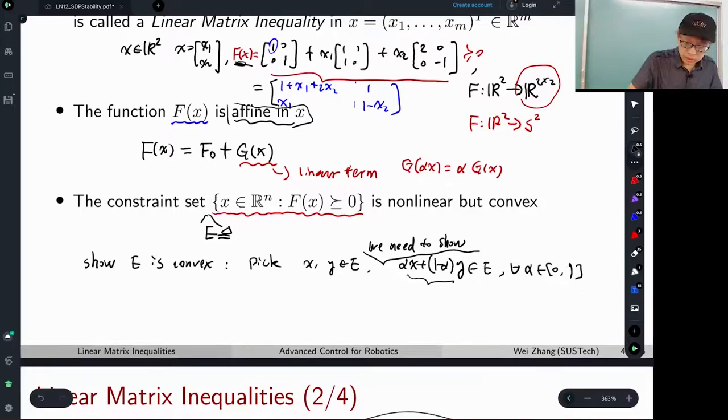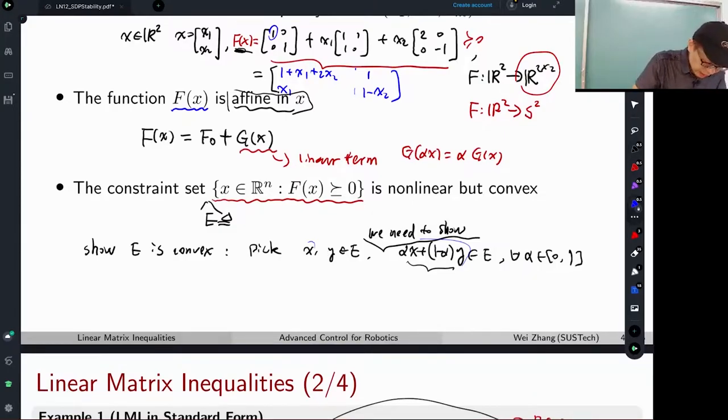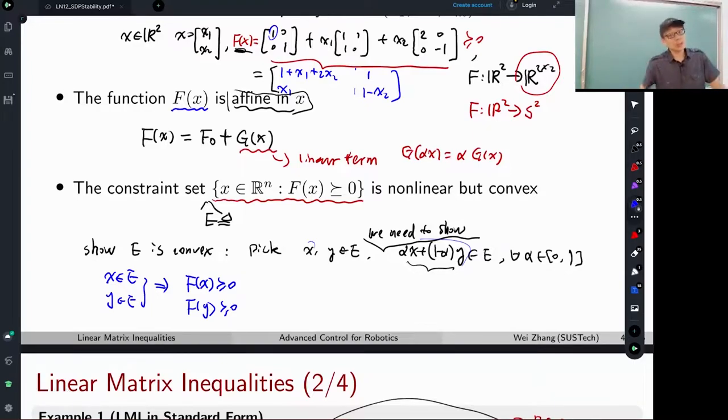So can you show this? How do you check whether this belongs to E? First of all, X belongs to E and Y belongs to E tells us what? X satisfies this inequality, Y satisfies this inequality, that's all it means. So we have F of X is positive semi-definite, F of Y is positive semi-definite. We have these two conditions.